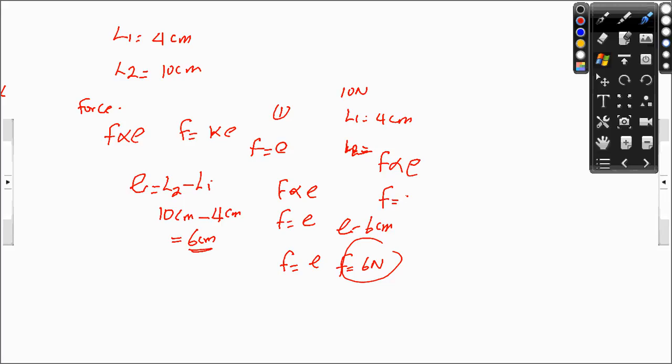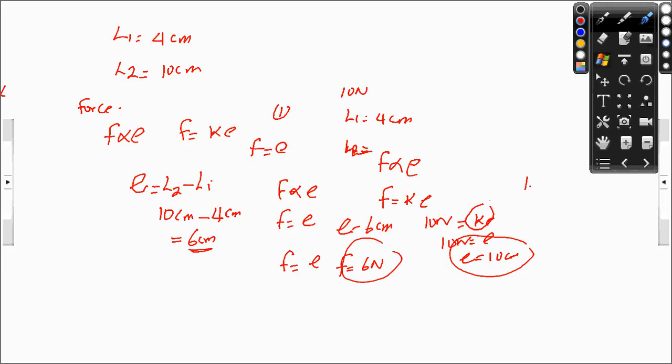Force equals constant times extension. We have the force to be 10 Newton, and we don't know what extension is, so 10 equals Ke. Now we need to assume the constant value is 1. So 10 Newton equals extension. So from here, we can easily say that the extension will also be 10 centimeters if the value of the constant is 1. But sometimes the value of the constant changes.